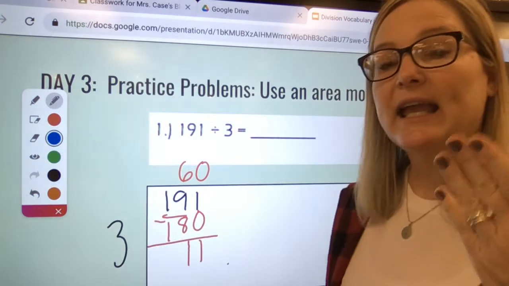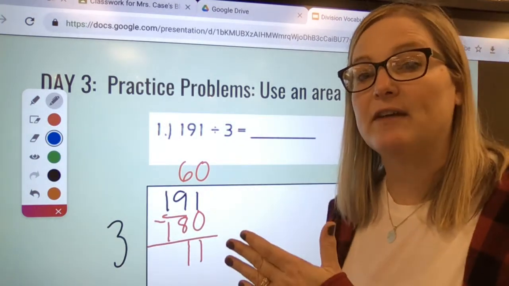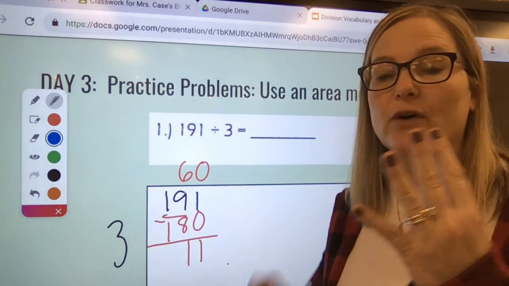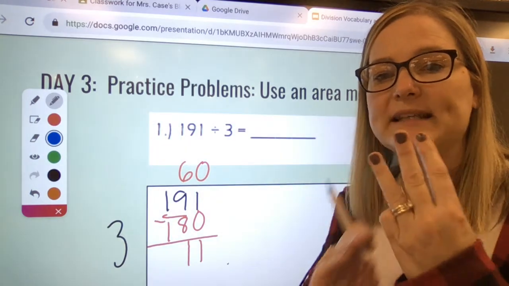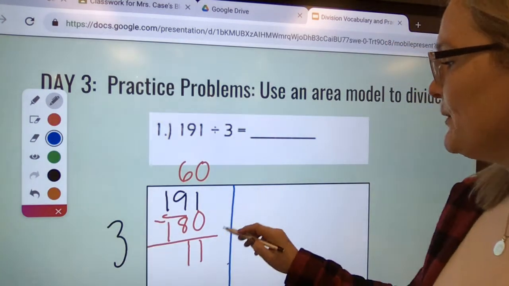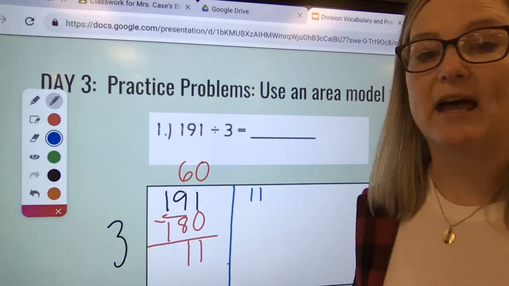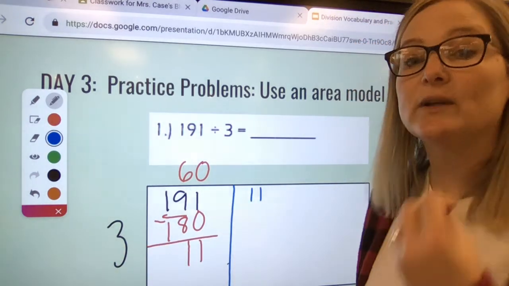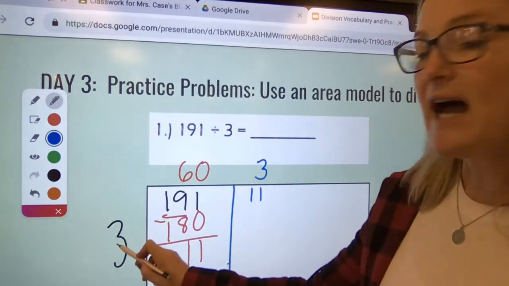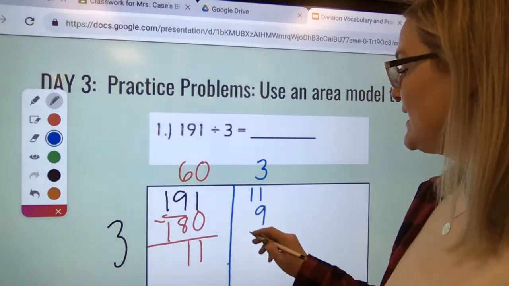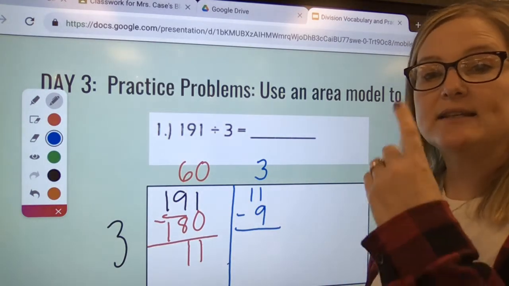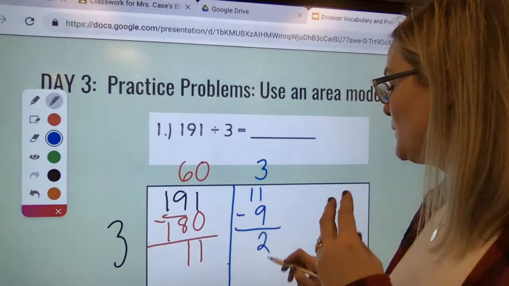So I do my 3s again, and I ask myself, how many 3s can I pull out of 11? 3, 6, 9, 12. Well, 12's too big, so I've got to go back down to 3. 3 times 3 is 9. So I'm going to draw a box here, and I'm going to bring that 11 up here because that's how much I had left. And I'm going to say 3 goes into 11 3 times, and I'm going to put that up top. 3 times 3 is 9. And again, I have to subtract. Well, 9 from 11, 9, 10, 11, leaves me 2.